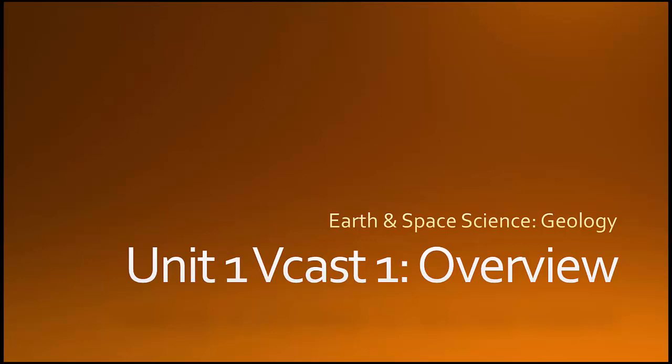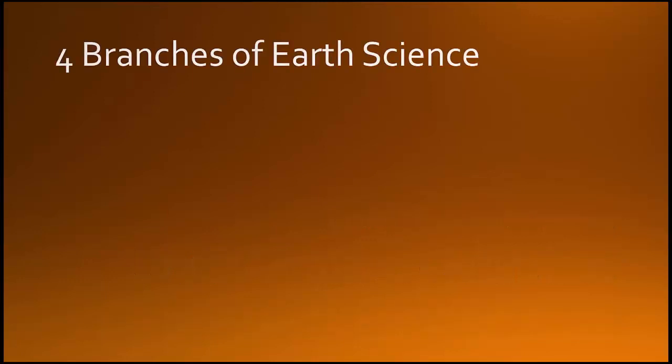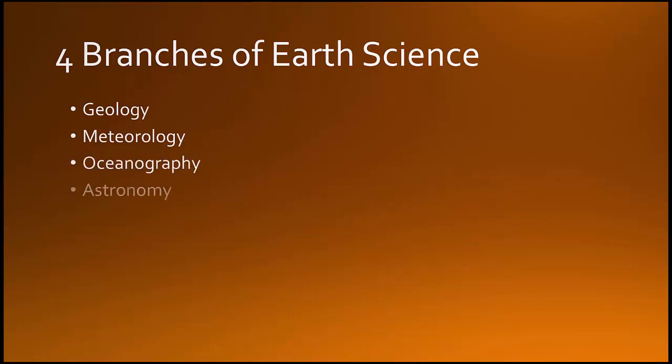All right. So this one's pretty straightforward. We're just looking at the four branches of sciences that come together to make the whole of Earth science. Earth and space science is actually a collection of four different sciences: geology, meteorology, oceanography, and astronomy. We're just going to take a quick look at each one of these, what they are, what they cover, and some other little details.